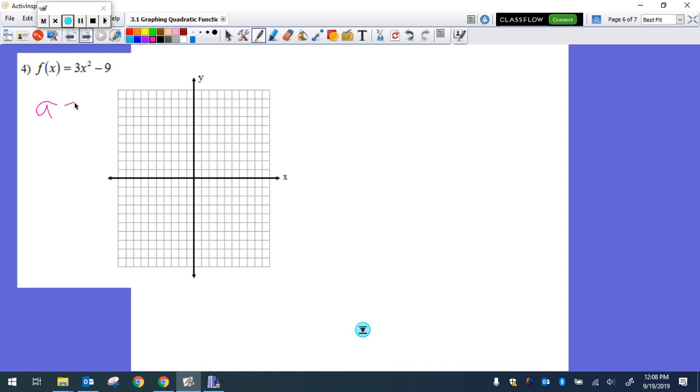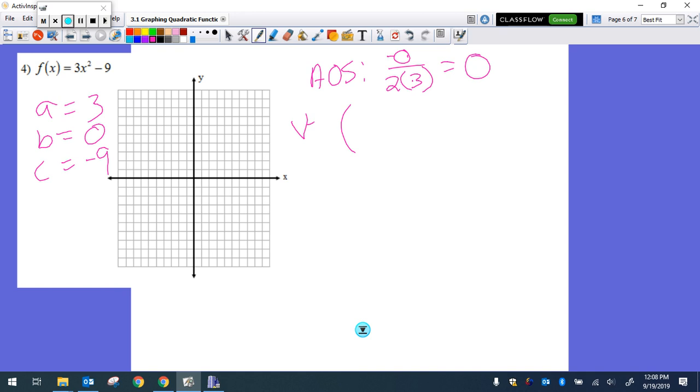Here, let's figure out A, B, and C. A is 3. There is no B. C is -9. Your axis of symmetry is -B over 2A. So it's just going to be 0. So my vertex is going to be at 0. If I plugged it in, 3 times 0 squared minus 9. Well, 3 times 0 squared is 0. So 0, -9 is my vertex.